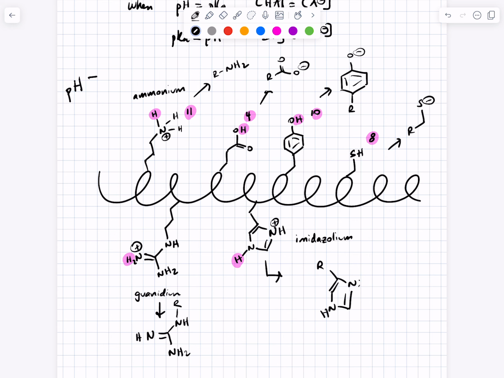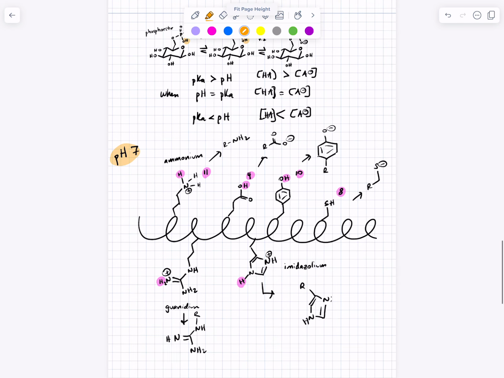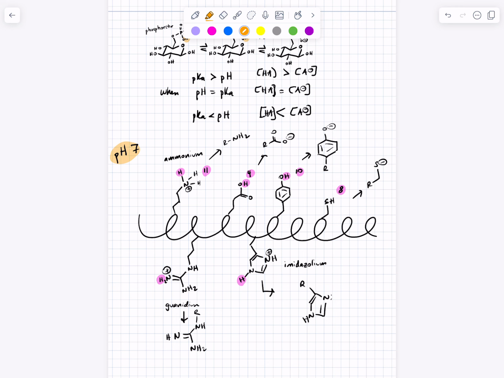Let's have pH equal 7. We're going to highlight that in orange, and we're going to color in whether it's the acid form or the conjugate base form that dominates as a function of pH. So you tell me, starting with the ammonium ion, pKa 11, at pH 7, is that proton still there or gone? Still there. Lysine side chains are positive at physiological pH. That's an important conclusion for biochemistry.